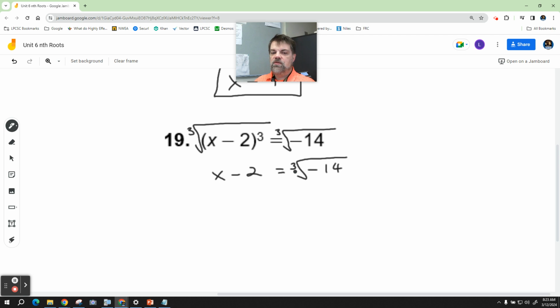Now we don't need to do plus or minus because 3 is an odd power, so I'm just going to add 2 here, add 2 here. 2 and roots, they're not like terms. So it would be, well, they are, but this is going to be some wild, crazy, irrational number. So we're just going to let the calculator do the work on this. This is positive. And we just plug that in the calculator.